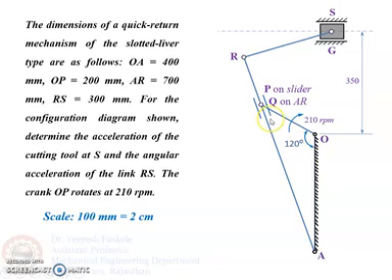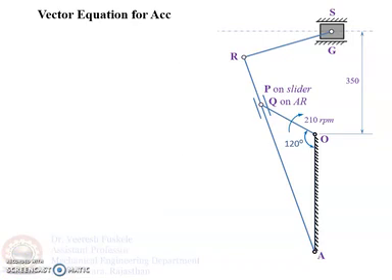That means the tangential component of the acceleration will be 0 as alpha is not given. Further, we draw the acceleration diagram. To draw the acceleration diagram, we write the vector equation for acceleration.